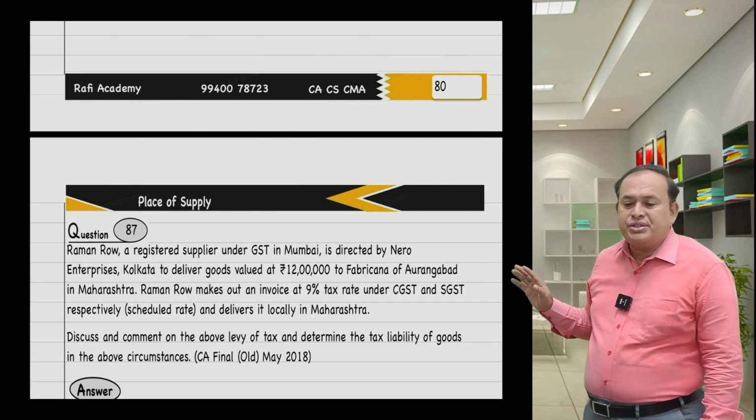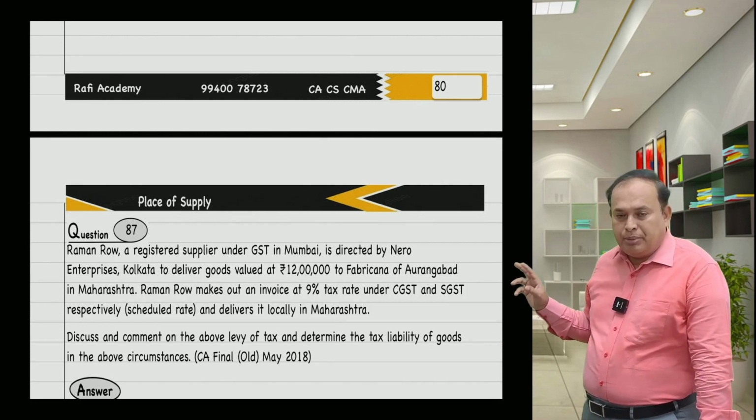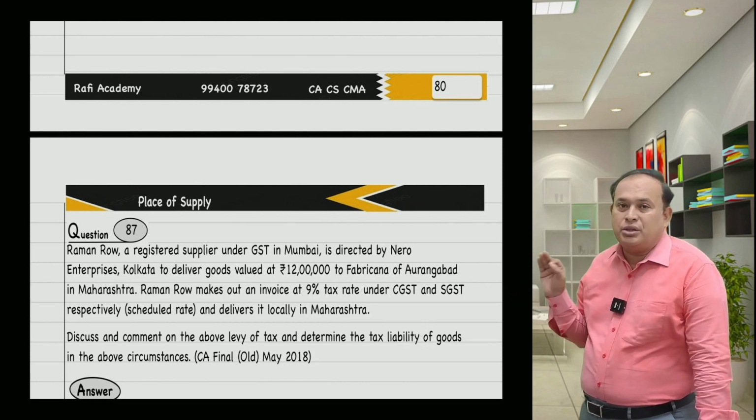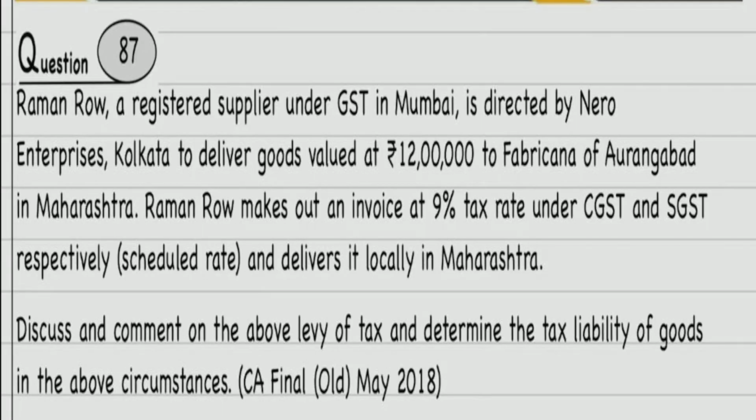Now I am going to bring to your notice one examination problem in this regard, a past exam question. I am now reading this content, you also involve in it, you should answer to me. Raman Rao, a registered supplier under the GST in Mumbai, is directed by Neuro Enterprises Kolkata to deliver goods valued at 12 lakh to Fabricon of Aurangabad in Maharashtra. Raman Rao makes out an invoice at 9% tax rate under the CGST and SGST respectively, scheduled rate, and delivers it locally in Maharashtra. Discuss and comment on the above levy of tax and determine the tax liability of the goods in the above circumstances.